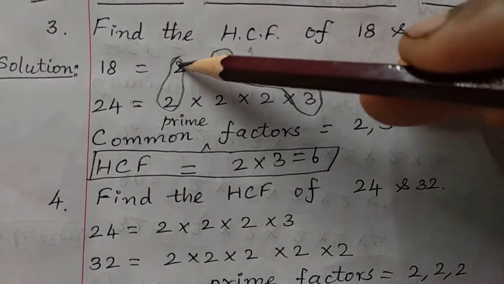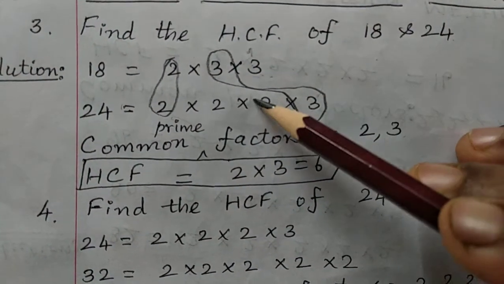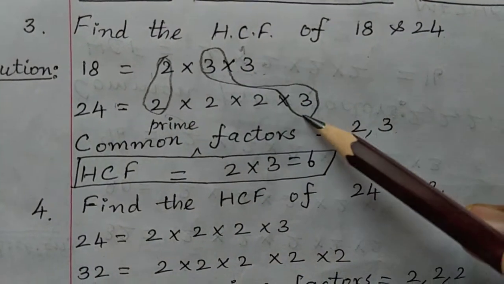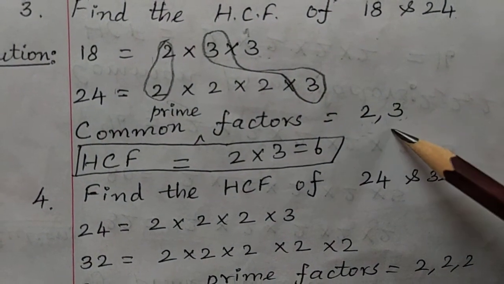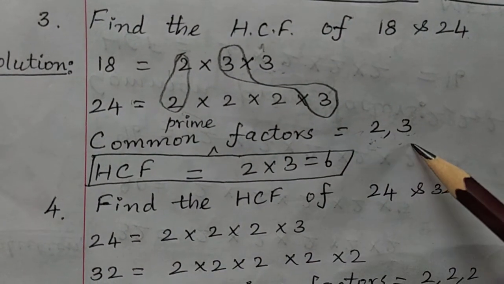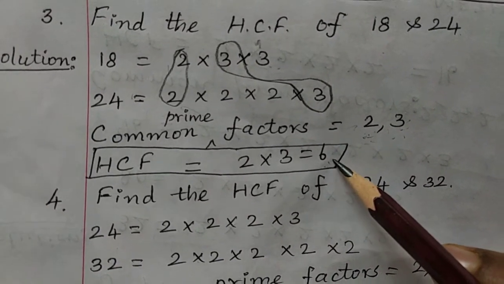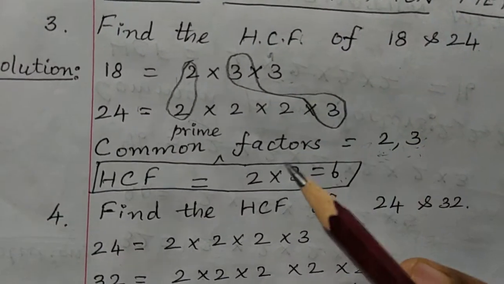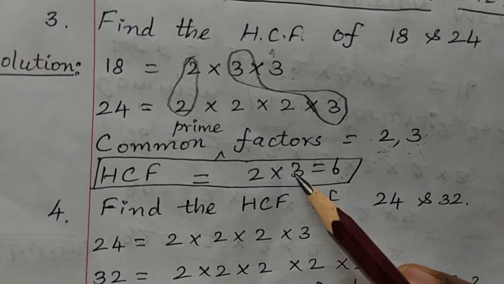In LCM, we will multiply all the numbers, but in HCF, we will choose only the common factors. See, common prime factors are 2 and 3. So HCF is equal to product of the common prime factors. 2 into 3 is equal to 6. So highest common factor can be written as product of its common prime factors.